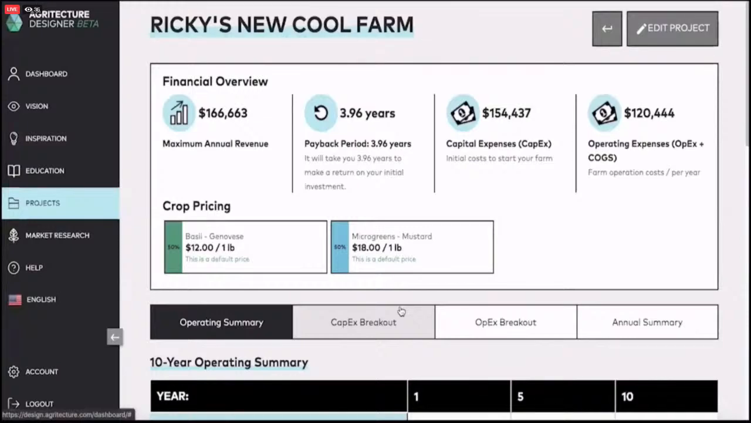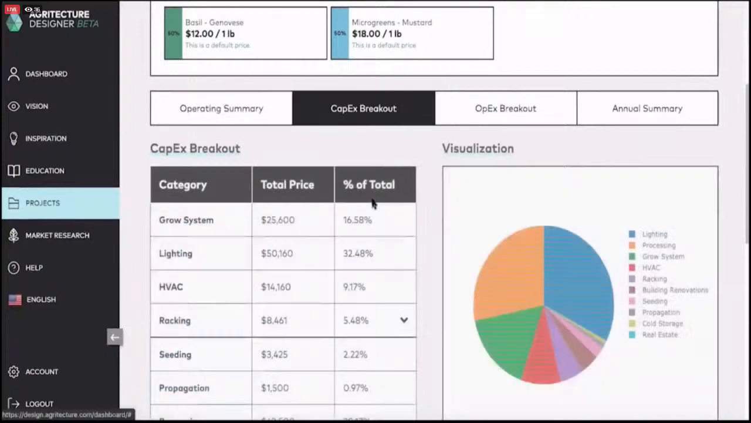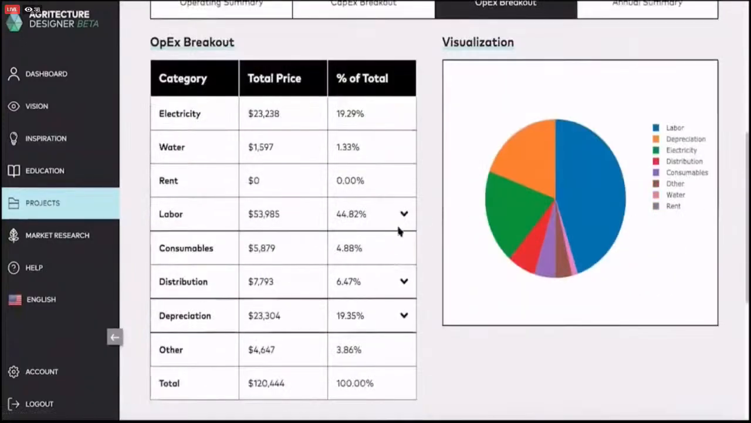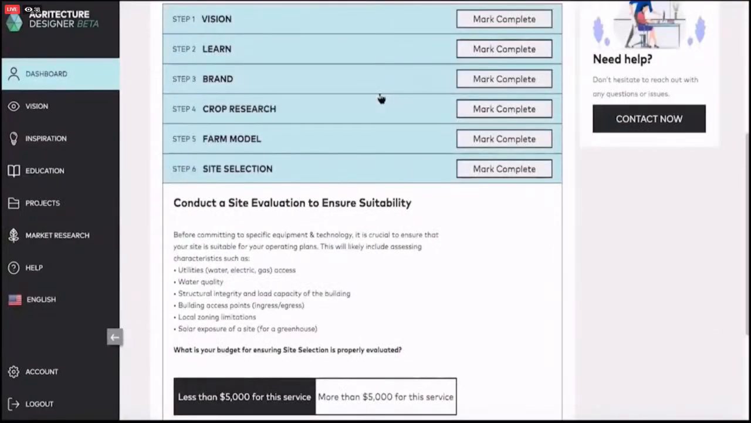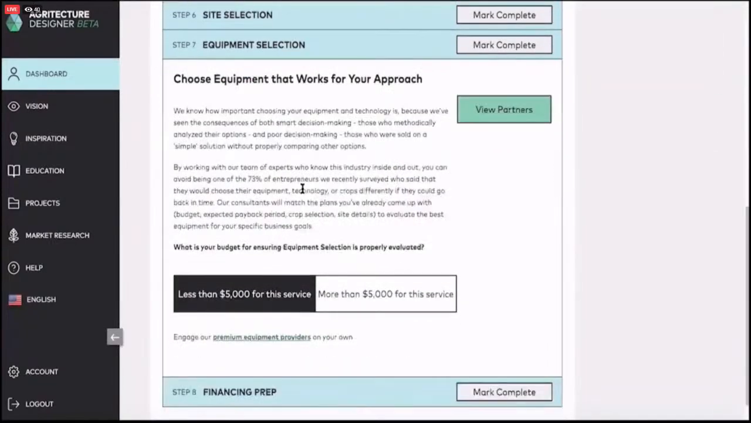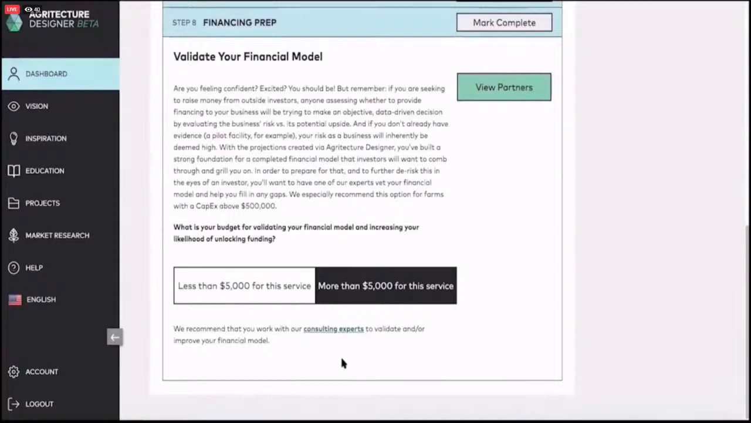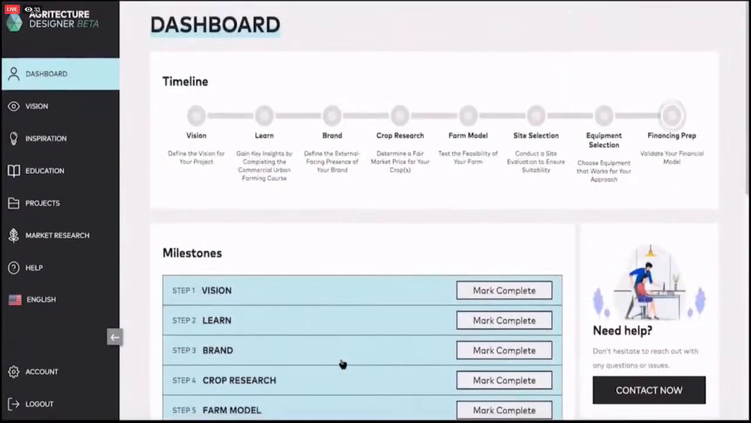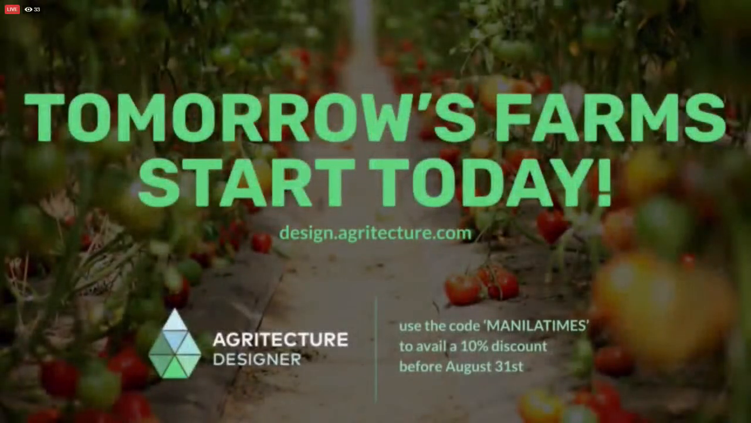Next, our farm modeling tool will allow you to build financial projections for a controlled environment farm anywhere in the world in less than 5 minutes. Finally, our Agritecture consulting staff will advise you on site selection, equipment selection, and financing prep. Agritecture Designer is 100% focused on delivering value to our users, so we're constantly evolving the platform based on direct user feedback. Our vision is to transform the industry so that anyone, anywhere can plan a viable urban farming business with ease. So join us.